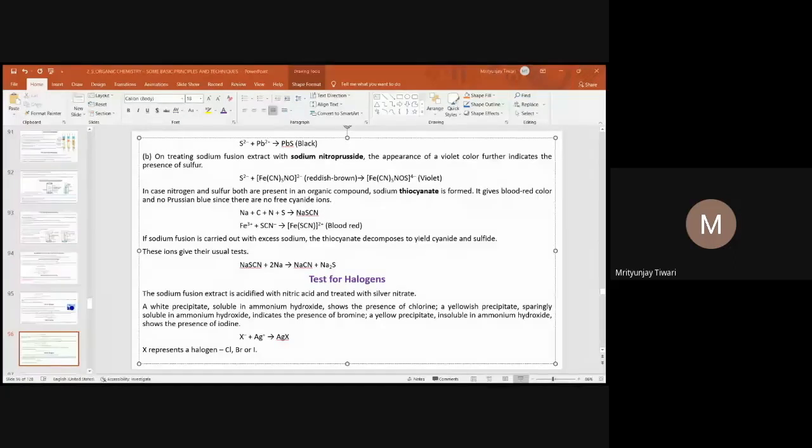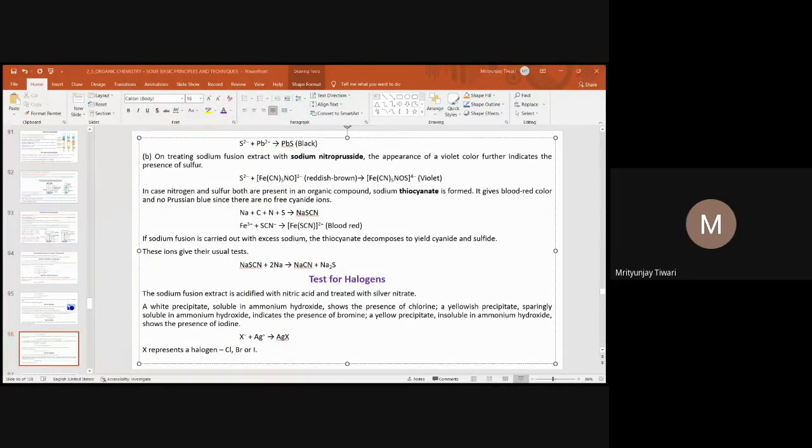Note here that nitrogen or sulfur may also be present in the organic compound. Suppose nitrogen and sulfur are also present in the organic compound along with the halogens. In that case, the sodium fusion extract is first boiled with concentrated nitric acid. So what will we do? We first boil the sodium fusion extract in the presence of nitric acid to decompose the cyanide and sulfide of sodium formed during the Lassaigne test.